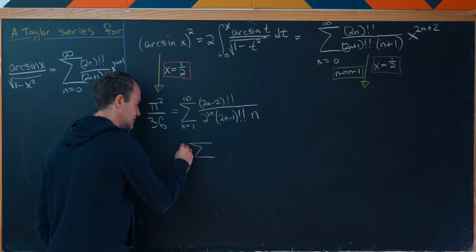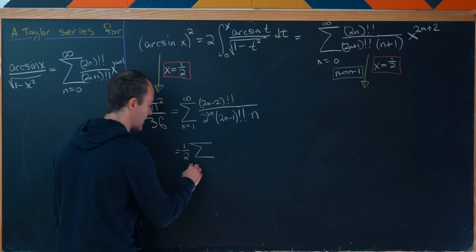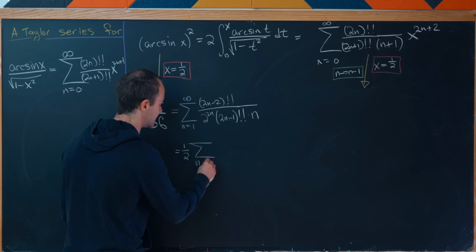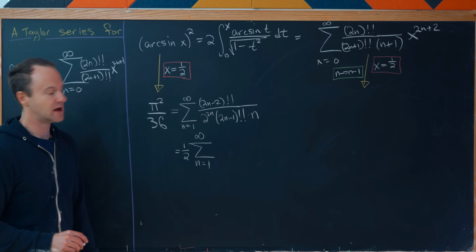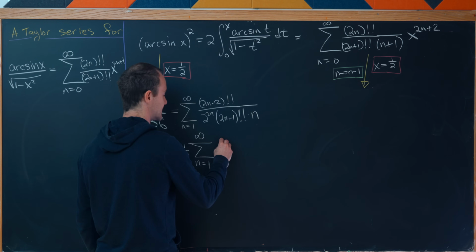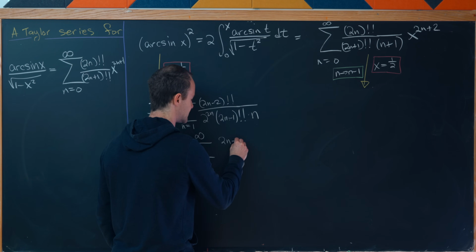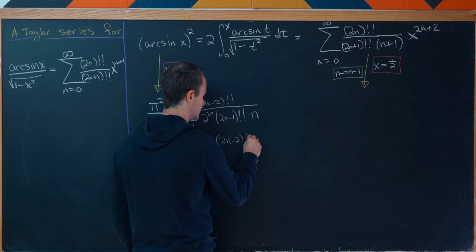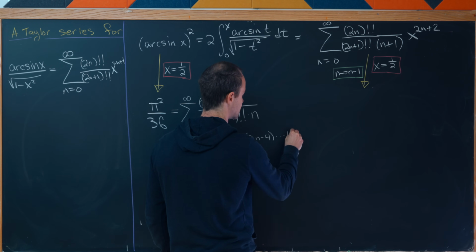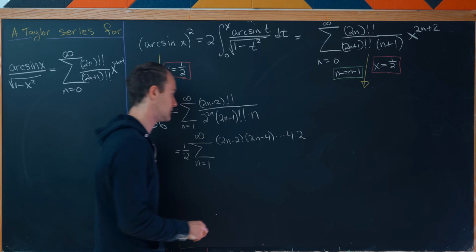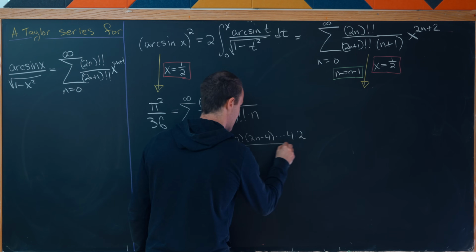So the first thing that I'll do is I'll bring a 1/2 out front. And we'll see why I need to bring a 1/2 out front. It'll make everything kind of balance correctly. Then I have the sum as n goes from 1 to infinity. Now I'm going to take this 2n minus 2 and I'm going to rewrite it as what the double factorial means. So that's 2n minus 2 times 2n minus 4 all the way down to 4 times 2. Okay, nice.